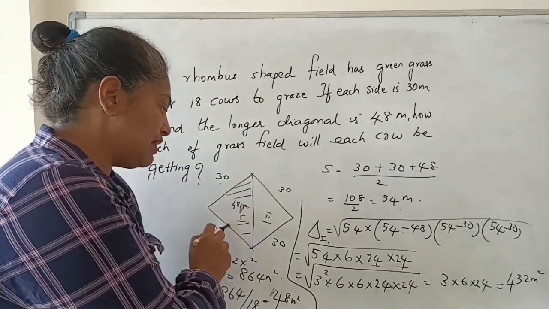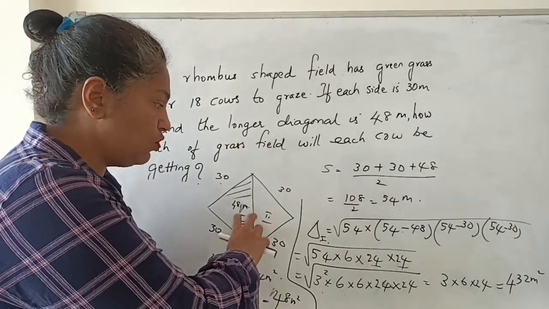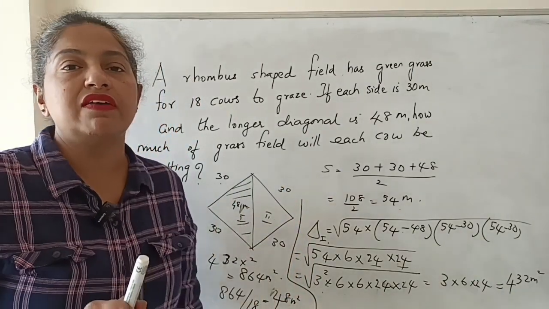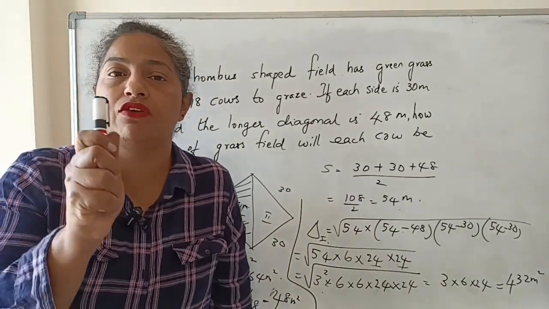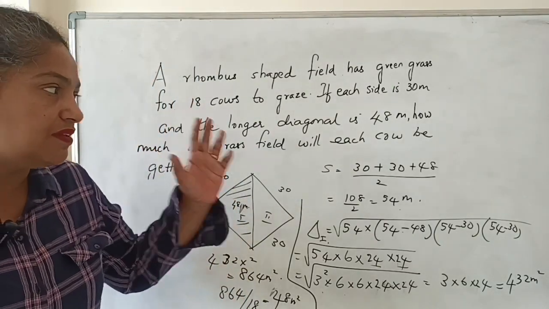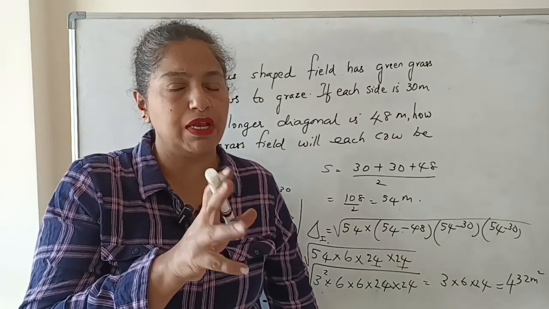I found out the area of one side by using Heron's formula and I multiplied it by 2 in order to get the total area of the rhombus shaped field that was available for 18 cows to graze. In order to find the area for one cow, I divided by 18. Okay. Now this is how you find out the area of this particular field by using Heron's formula.